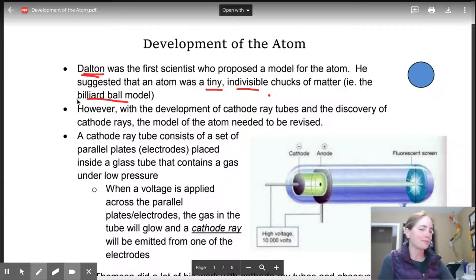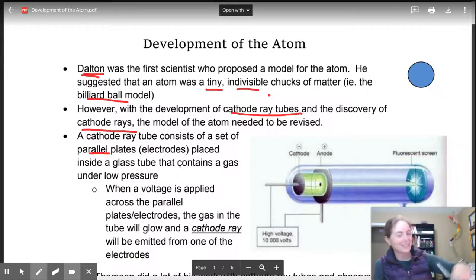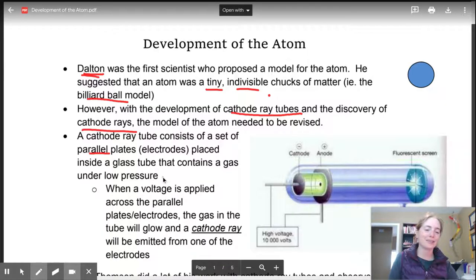Now, however, with the development of the cathode ray tube and the discovery of cathode rays, the model of the atom needed to be revised. A cathode ray tube is a set of parallel plates or electrodes placed in a glass tube containing gas under low pressure. If we were in class, we'd play with some of these, but sadly we're not. When you apply a voltage across these plates, the gas in the tube is going to glow.